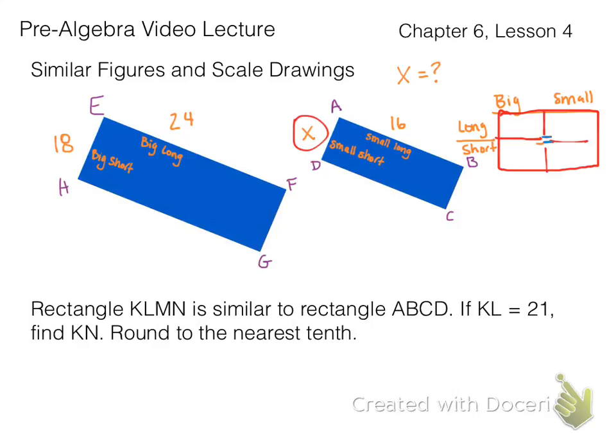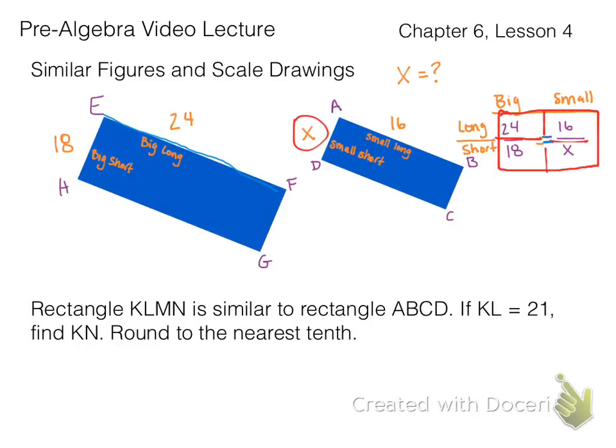So we're going to make a fraction using this information. We're going to take the big long side, which is side EF, which measures 24, and we're going to put it right there. And we're going to take the big short side, the short side of the big rectangle, which is 18, and make a fraction. Now we're going to take the similar information from the small one and put it in there. So we're going to say small long, which is 16, and we're going to put the x in since we don't know.